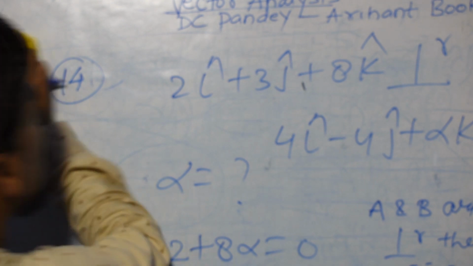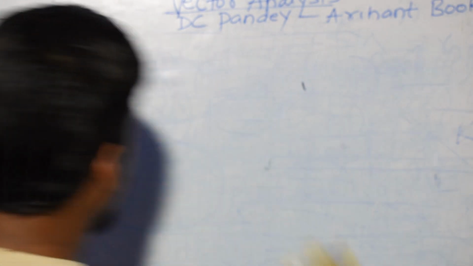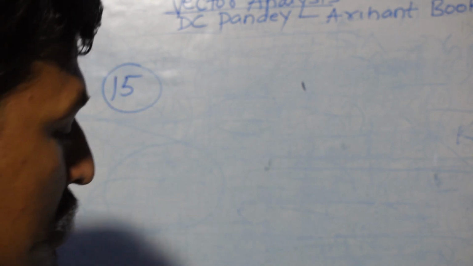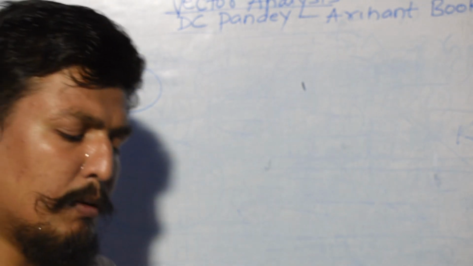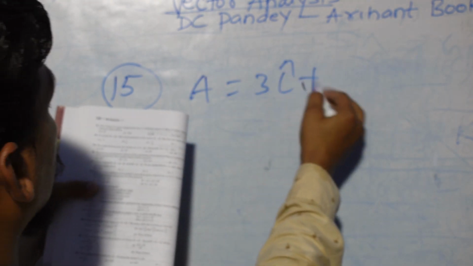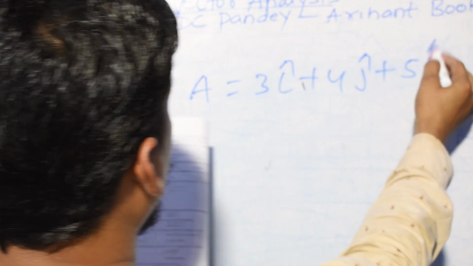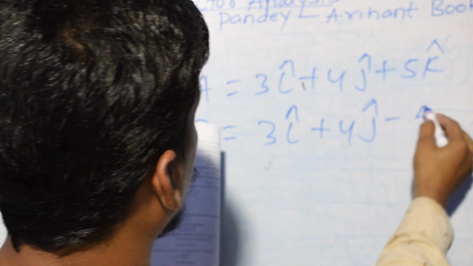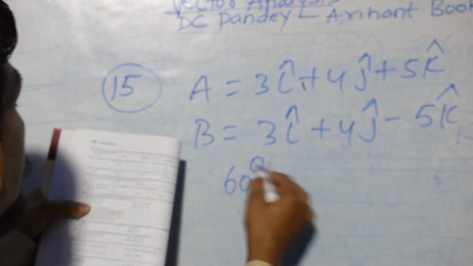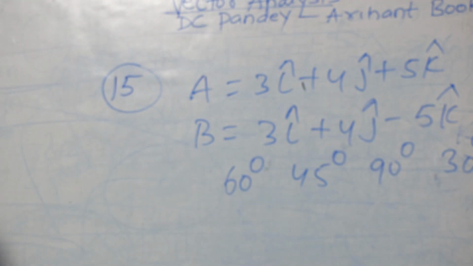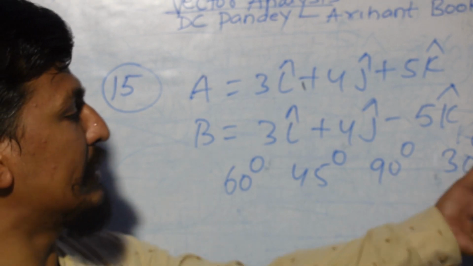This is question number 14. We'll move to question number 15. I'm a little fast. We'll try to accommodate, but right now concentrate on question number 15. The angle between two vectors. You have to find the angle between two vectors. Vector A is 3i plus 4j plus 5k, and vector B is 3, 4 and minus 5. You have to find the angle between these two vectors. I have written all the MCQ options: 60, 45, 90 and 30.